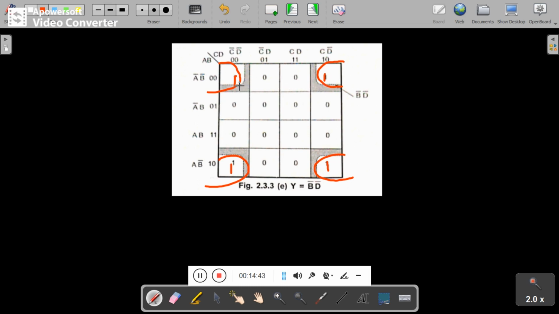Corner 1s or corner 0s, depending on SOP or POS. This is corner 1s you can group. Now when you are grouping, you have to see this row and this row. So which is common here? B bar is common. Then vertically you have to see this column and this column, which is common, D bar. So answer is B D bar. So this is one more method of grouping.